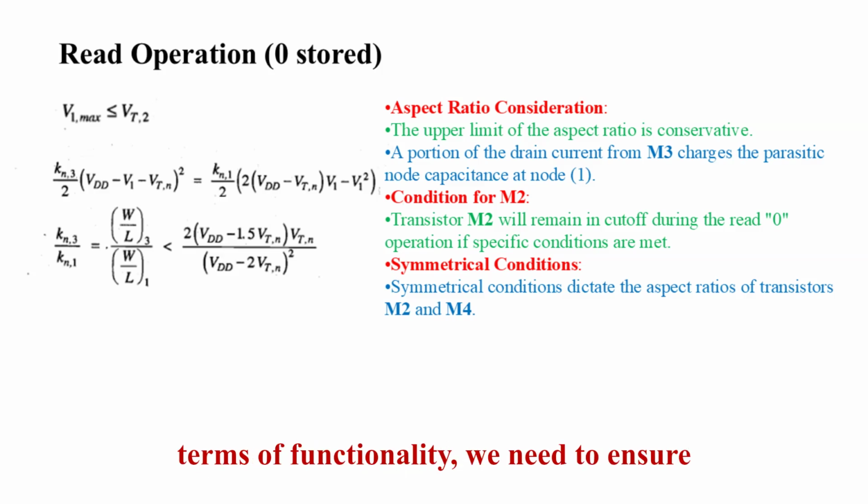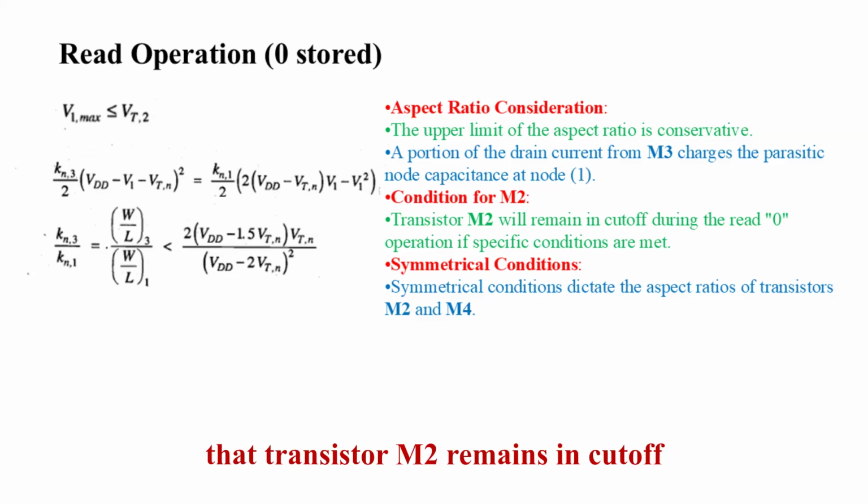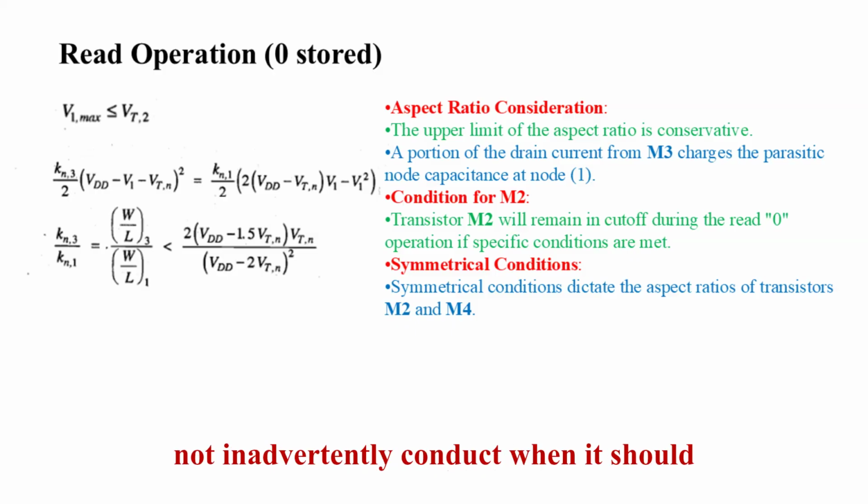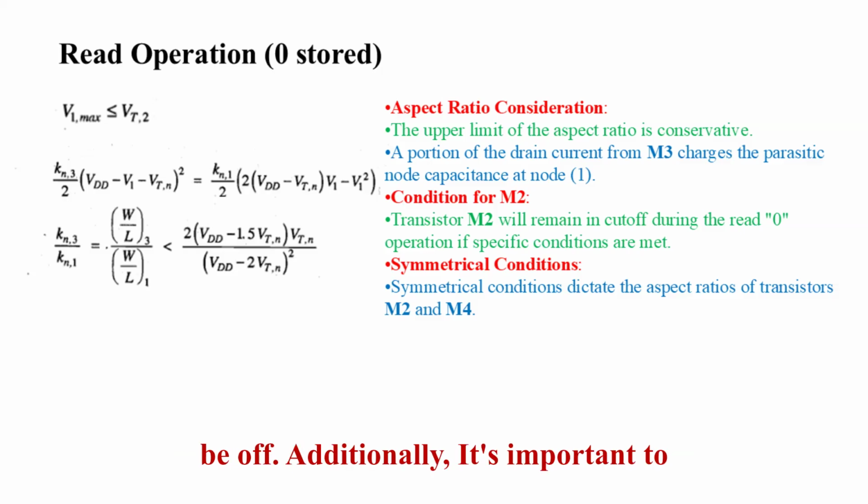In terms of functionality, we need to ensure that transistor M2 remains in cutoff during the read 0 operation. This will only occur if the specified conditions regarding the aspect ratios are satisfied, ensuring that M2 does not inadvertently conduct when it should be off. Additionally, it's important to highlight that a symmetrical condition also governs the aspect ratios of both M2 and M4. This symmetry is vital for maintaining balance within the circuit, ensuring that both transistors operate optimally under the defined conditions.